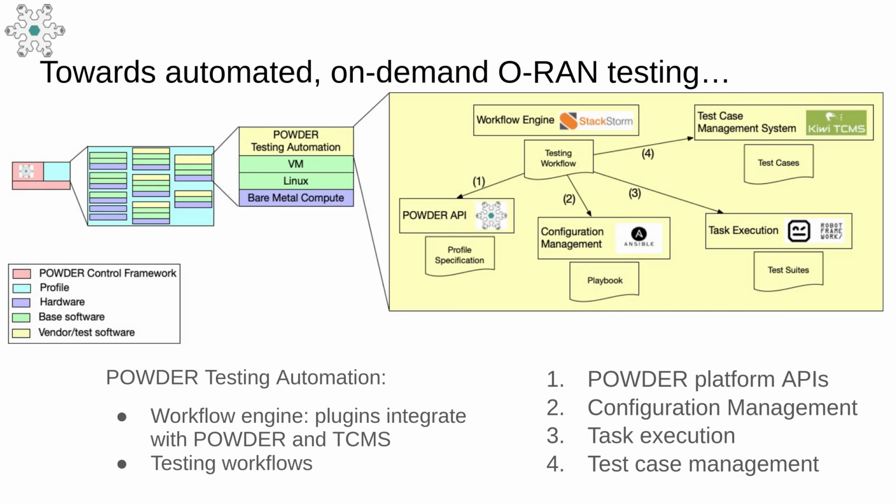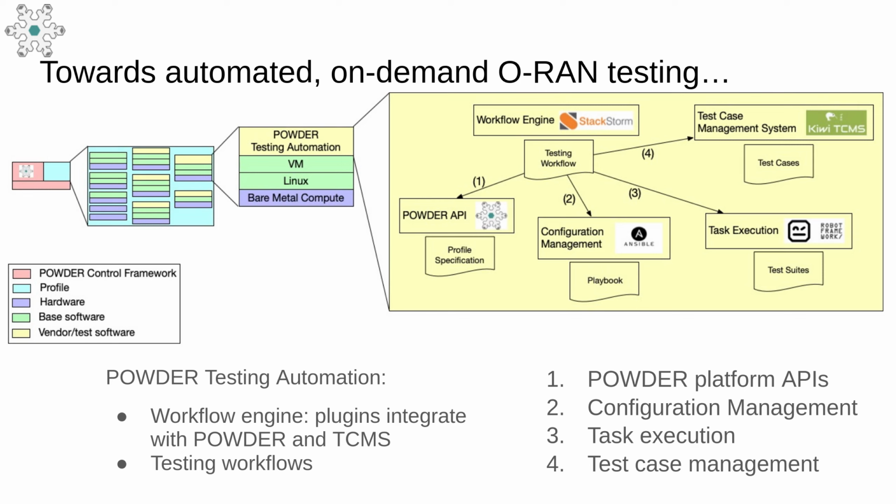So here's a high-level overview of what this system looks like in Powder. At the top of the big yellow box is our workflow engine that we selected, named Stackstorm. And Stackstorm, as I said, runs in this workflow manager profile. And we've written plugins so that it can integrate with Powder and a test case management system called Kiwi TCMS. So Stackstorm can run the testing workflows, and their outputs and progress can be tracked in the test case management system.